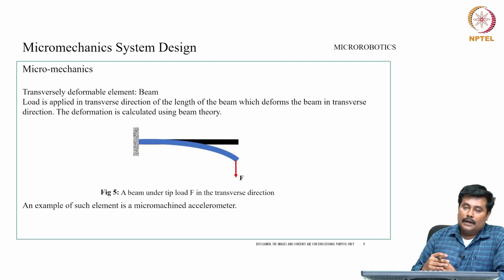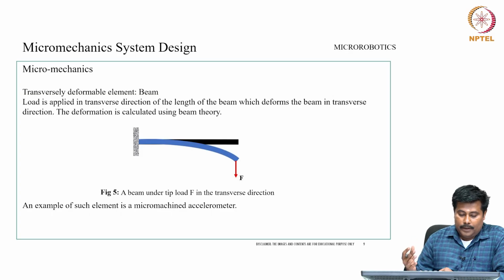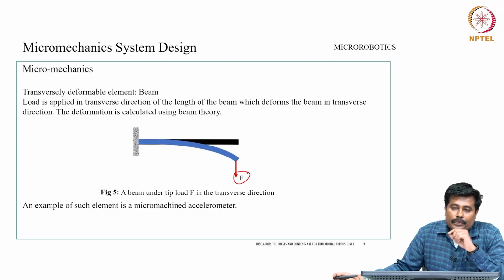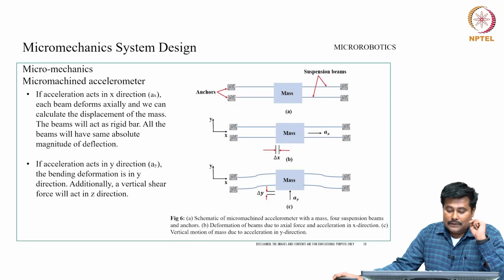Similarly, when we consider a transversely deformable element or beam, a load is applied in the transverse direction of the length of the beam, which deforms the beam in the transverse direction. The deformation is calculated using beam theory. In order to calculate the deformation, let us consider a beam under a tip load F in the transverse direction. Let us take an example of a simple micromachined accelerometer.